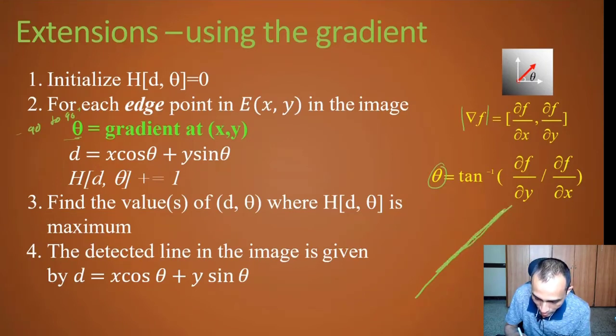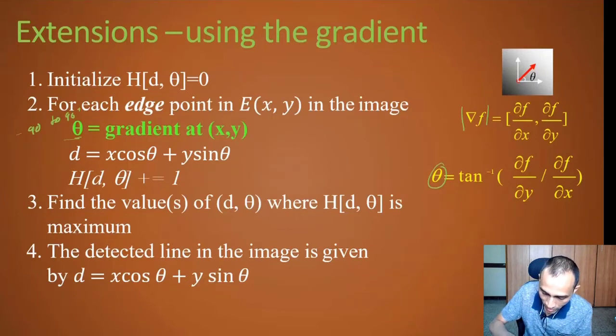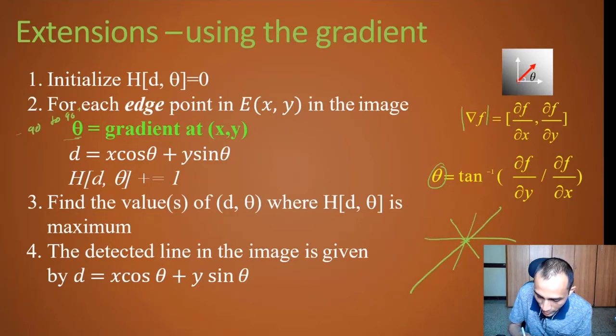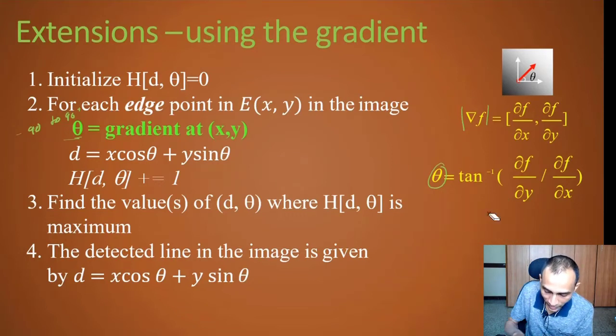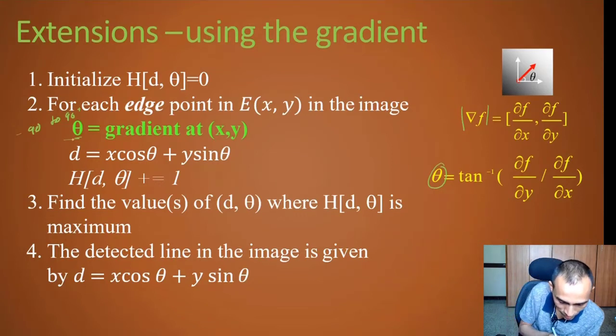So that means if we are going to cast a vote for a particular edge point, we don't need to cast it for all possible values of theta, because the straight line is going to be almost along the edge direction. Once we know the theta, the gradient direction, we know that the straight line is going to be along that theta, or maybe a little bit around theta.